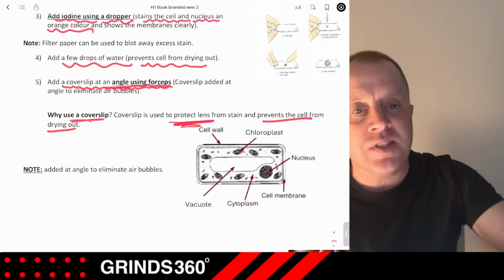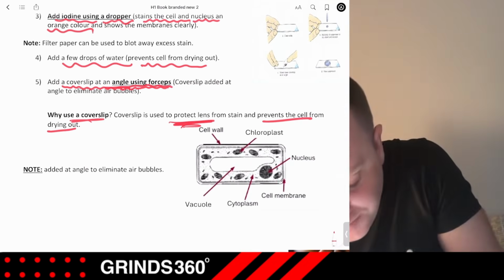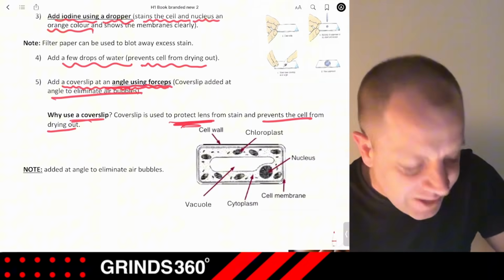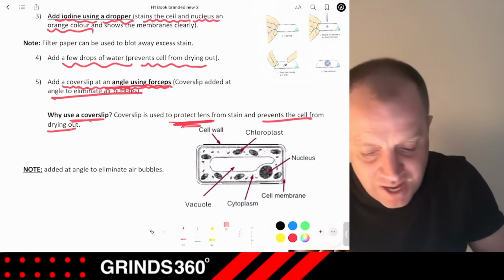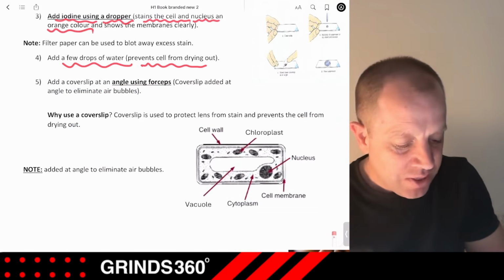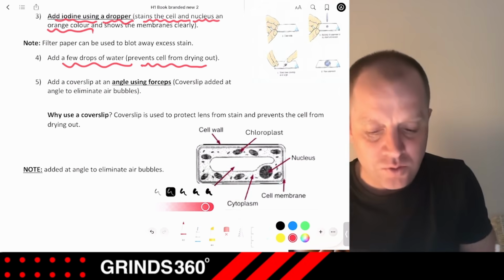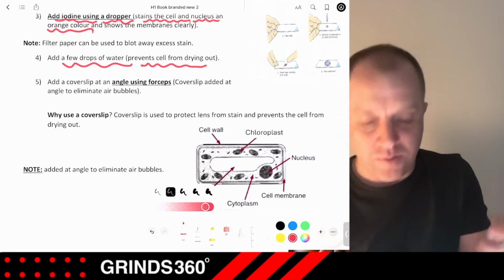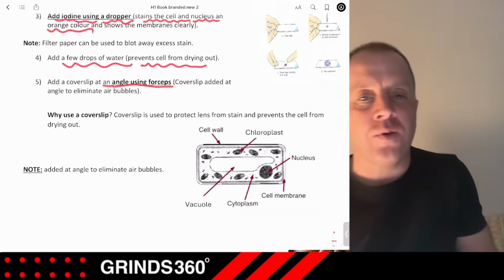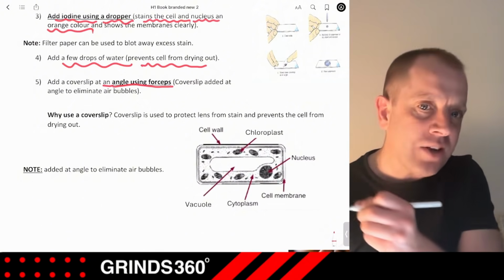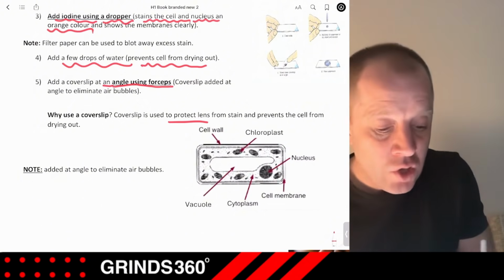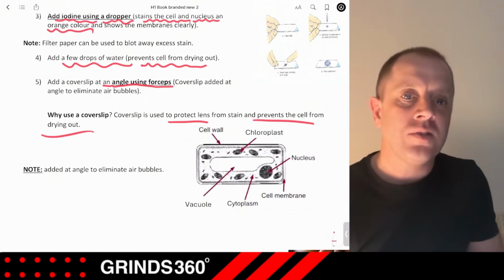Now, however, let me ask it a different way. Why do we add a cover slip at an angle? That prevents air bubbles. So be very careful how that question is asked. Let me go through the 3 questions. They'll ask you about the cover slip, if they do ask you. So they say, how did you add a cover slip? At an angle, using forceps. Why did you add a cover slip? To protect the lens or to prevent the cell from drying out.